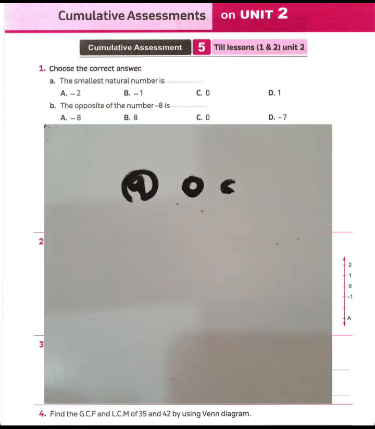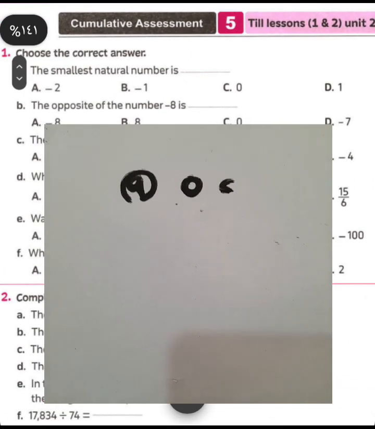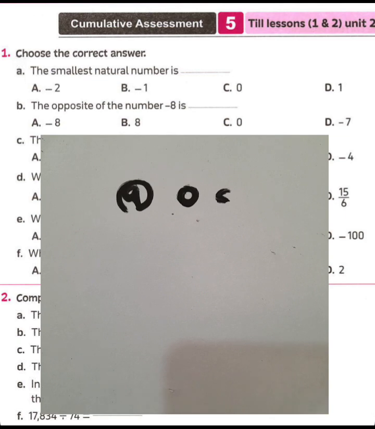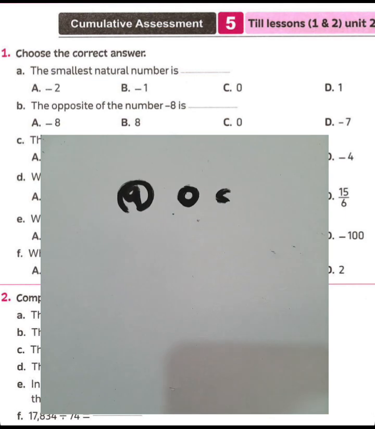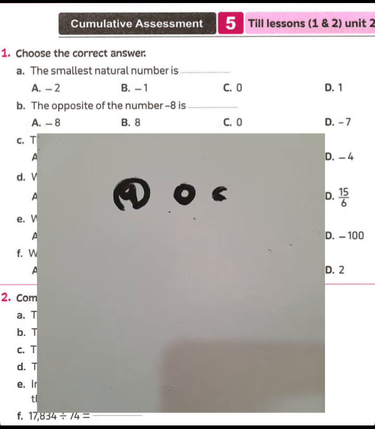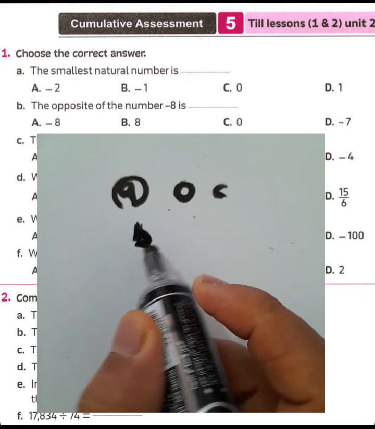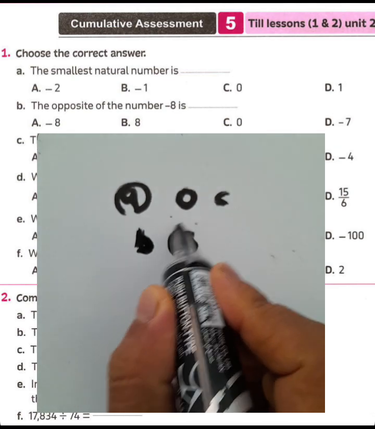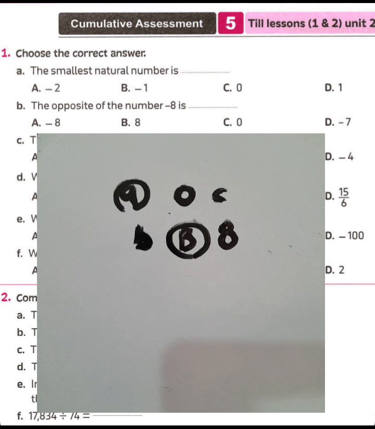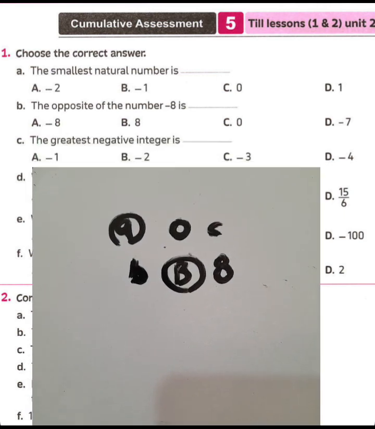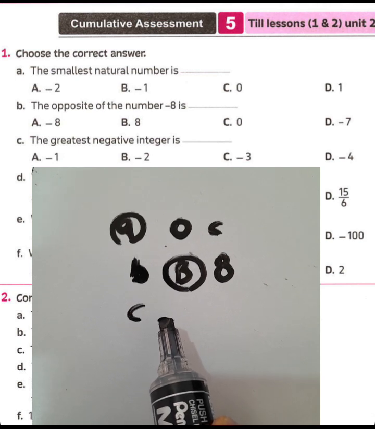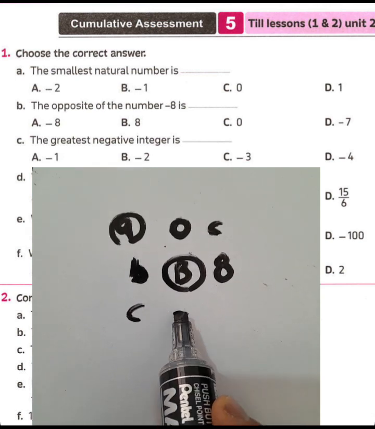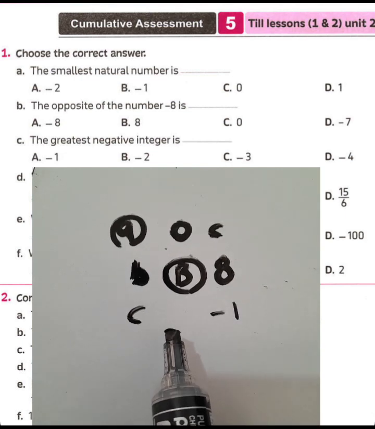Letter B, the opposite of the number negative 8 is 8. The opposite of the number negative 8 here will be what? 8. Letter B. Question letter C, the greatest negative integer will be what? The greatest negative integer is negative 1.